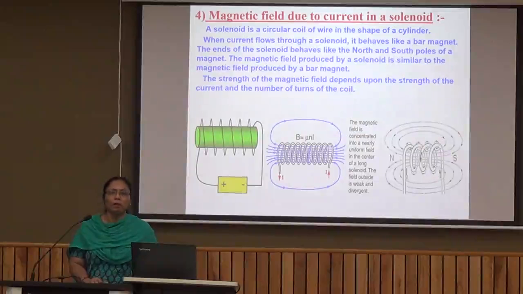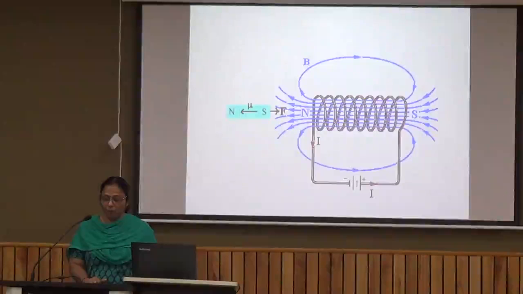So now we are at the third part of this chapter. Again a diagram to explain what a solenoid is and how a solenoid behaves like a bar magnet. If you bring the south pole of a bar magnet near the solenoid and that end behaves like a north pole, the south pole will be attracted. So this is how the solenoid behaves like a bar magnet.